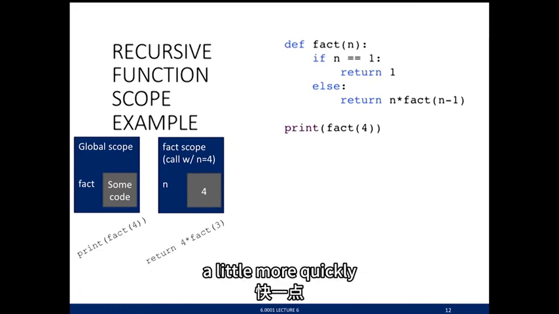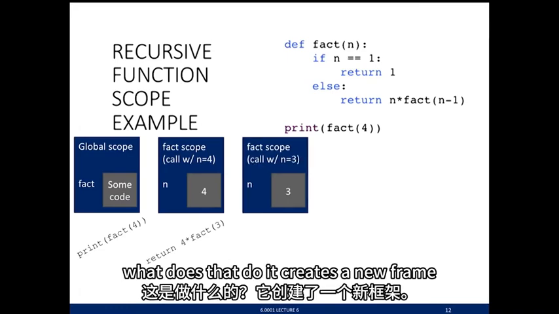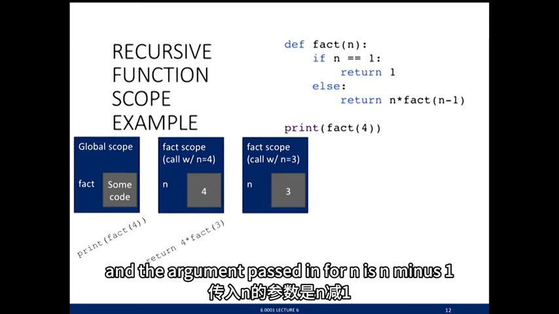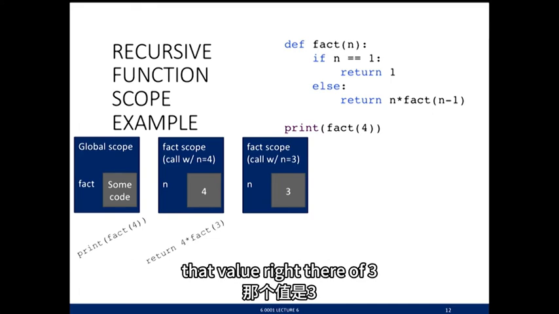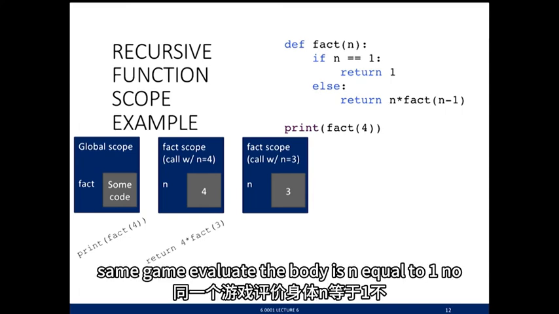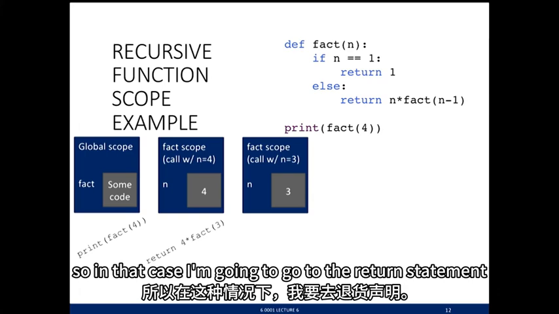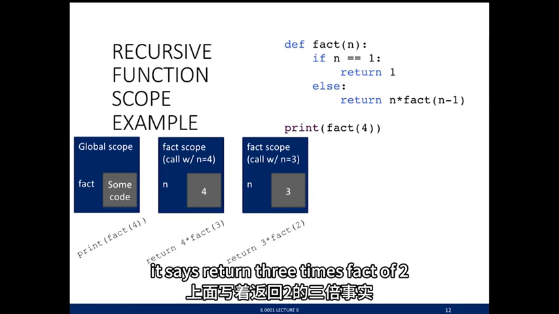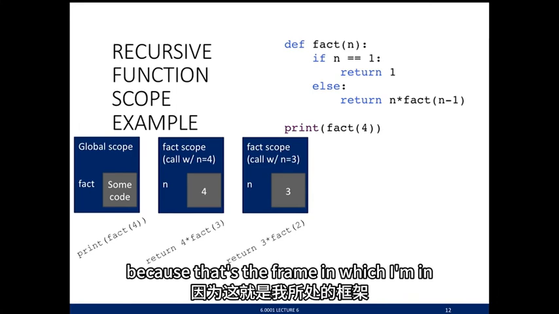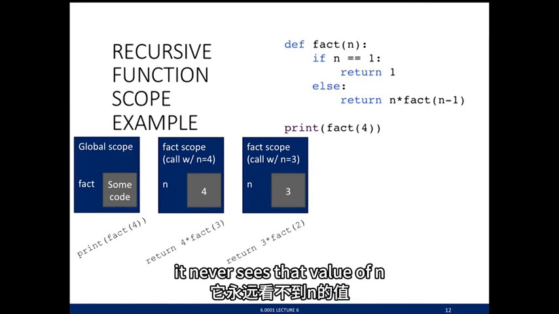And we're going to do the rest of this a little more quickly. What does that do? It creates a new frame called by fact. And the argument passed in for n is n minus 1, that value right there of 3. So 3 is now bound to n. Same game. Evaluate the body. Is n equal to 1? No. So in that case, I'm going to go to the return statement. It says return 3 times fact of 2. And notice it's only looking at this value of n because that's the frame I'm in. It never sees that value of n.